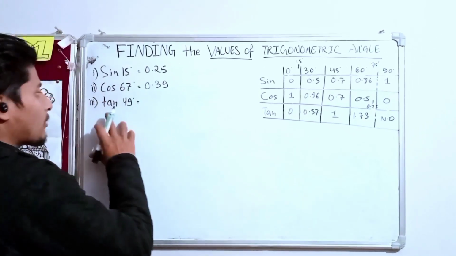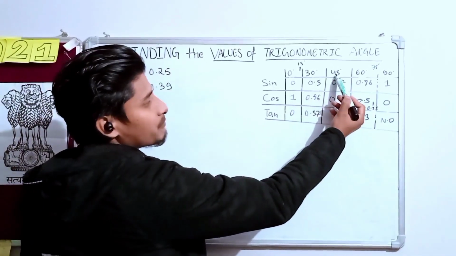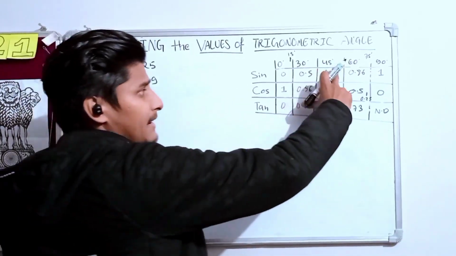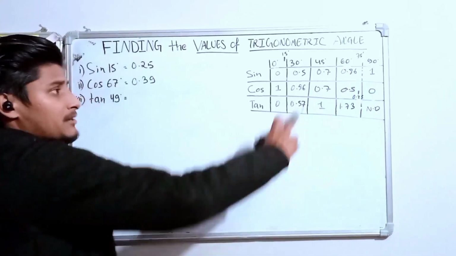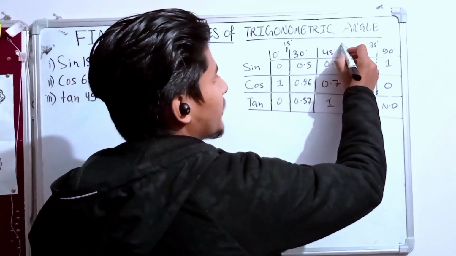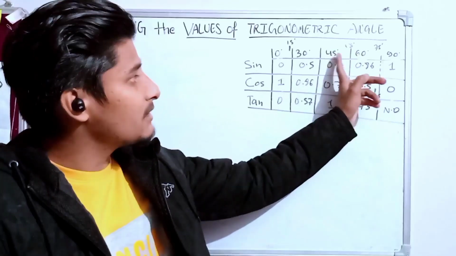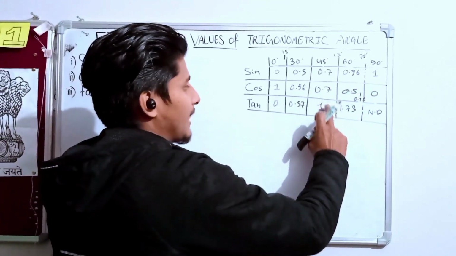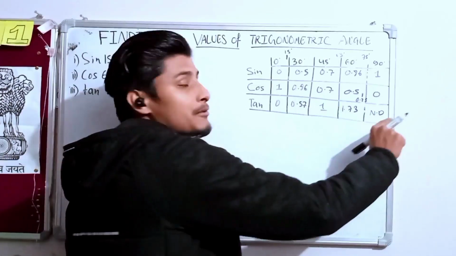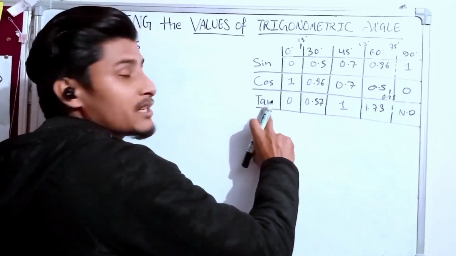Okay, understood? Right. Now let's do it for tan 49. Tan 49 lies between 45 and 60. What is the difference of the angle? The difference is 15 degrees, and the value for tan lies between 1 and 1.73. So my value is increasing, which means in tan, as the angle increases, the value also increases.